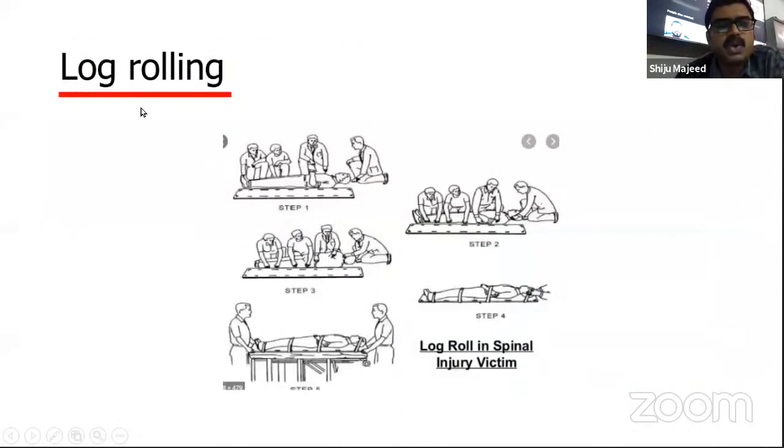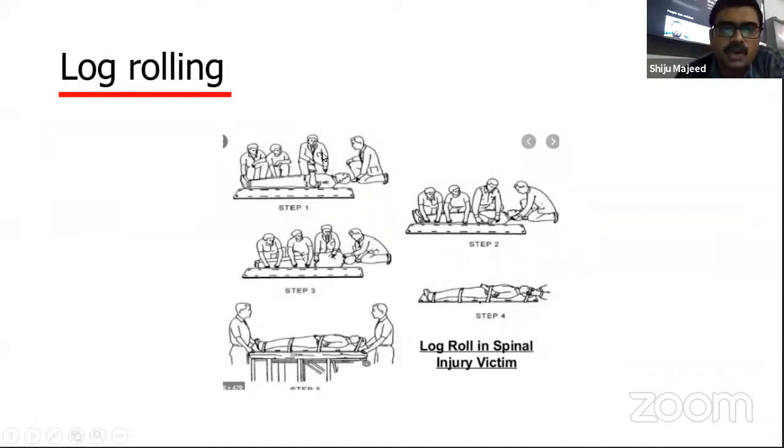And you should know what is known as log rolling. Any patient with suspected spinal cord injury, you should not allow the patient to move on his or her own. You should have 4 persons. 1 person at the head end of the patient, and he should be stabilizing the head and neck in line with the body.